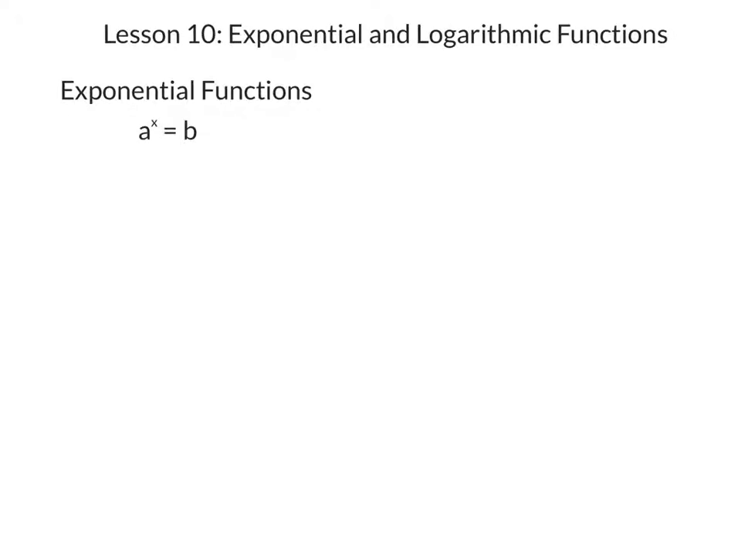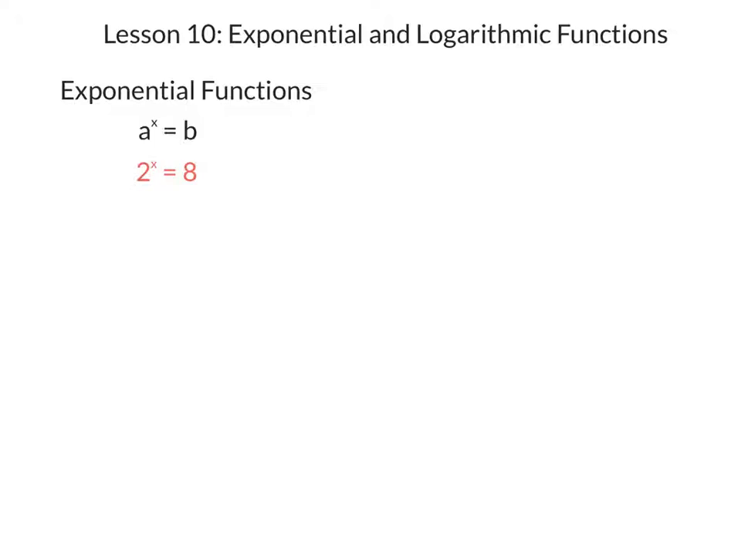A general example of an exponential function might be a to the x equals b, where x is your variable or unknown and a and b are real numbers. So here's a fairly simple example. 2 to the x is equal to 8. What is x equal to? Well, I think you basically know that x is going to be equal to 3. But how do we go about doing this mathematically? What are the steps involved?